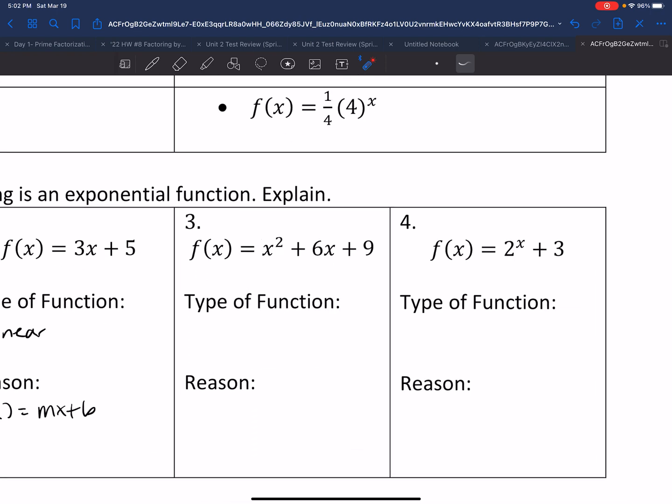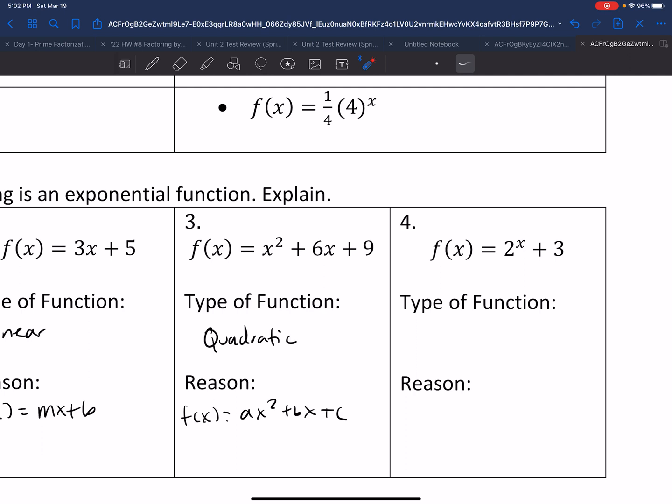So now, let's do number 3. This is f of x is equal to x squared plus 6x plus 9. So if you see something in this form, that means ax squared plus bx plus c, and you know that's going to be a quadratic function, because it's in the form ax squared plus bx plus c, right? Remember, when you have 3 terms and your highest degree is 2, that's dealing with a quadratic function.